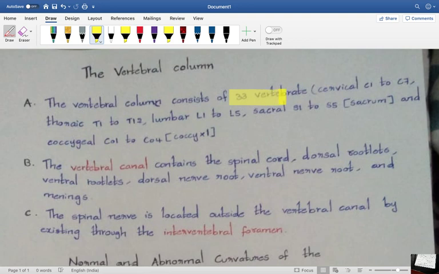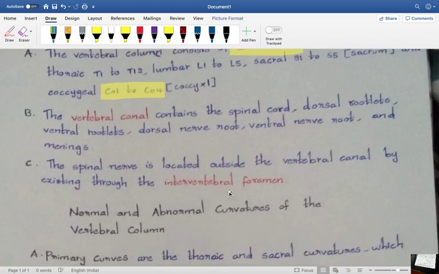Vertebral column has 33 vertebrae. Cervical C1 to C7. Thoracic T1 to T12, lumbar L1 to L5, sacral S1 to S5, coccygeal 1 to 4.